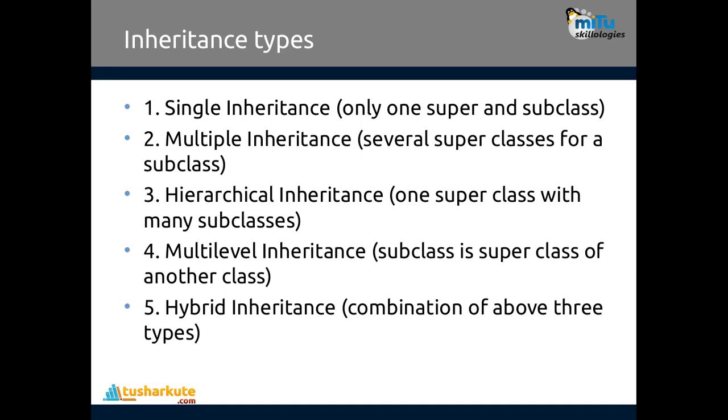Out of these, multiple inheritance is not possible in Java. It means one subclass with multiple superclasses is not possible. We implement such kind of hierarchy with the help of a concept called interface in Java, which we'll talk about in another video. Hierarchical is just like a tree structure. One root class is present, that is a superclass, and multiple subclasses are available after it. That is what we call hierarchical inheritance.